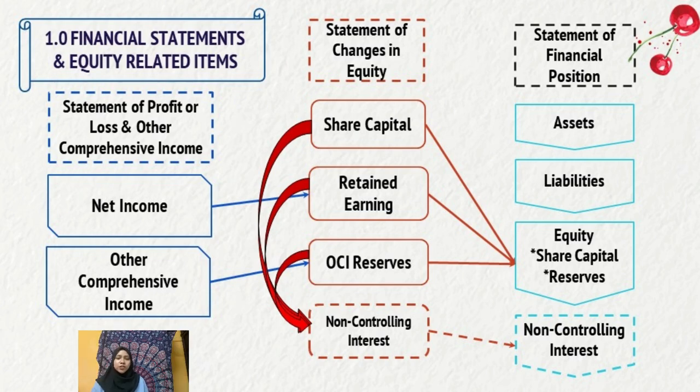Next, the ending balance of share capital, retained earnings, and other comprehensive income reserve presented in the statement of changes in equity will then be transferred to the statement of financial position under the equity section. Again, if the company consolidates its financial statements, the ending balance of non-controlling interest in the statement of changes in equity will also be transferred to the statement of financial position under the non-controlling interest section.